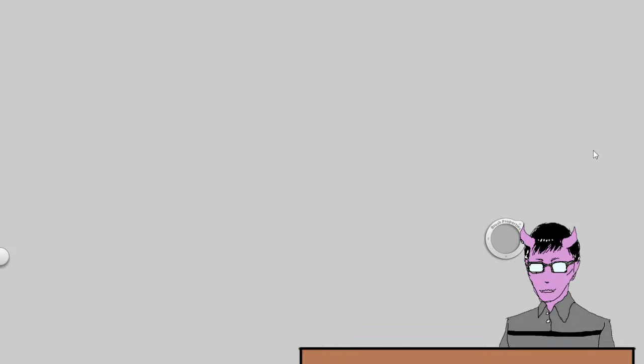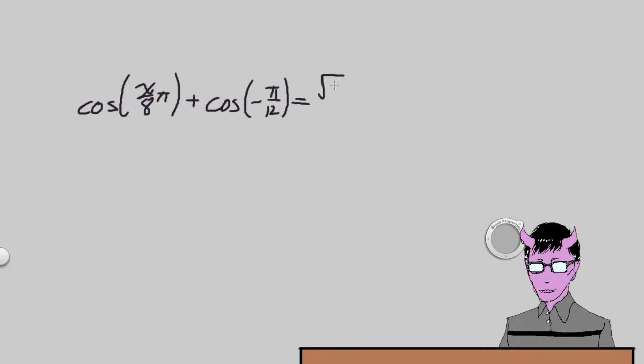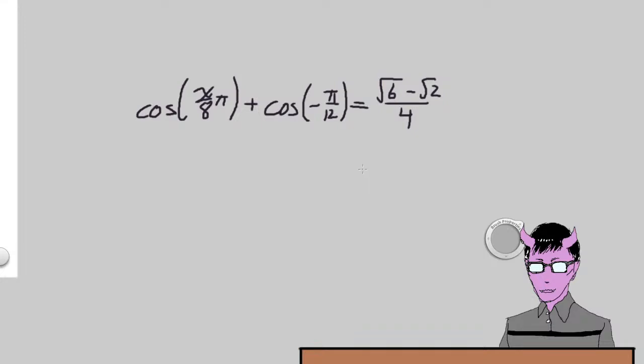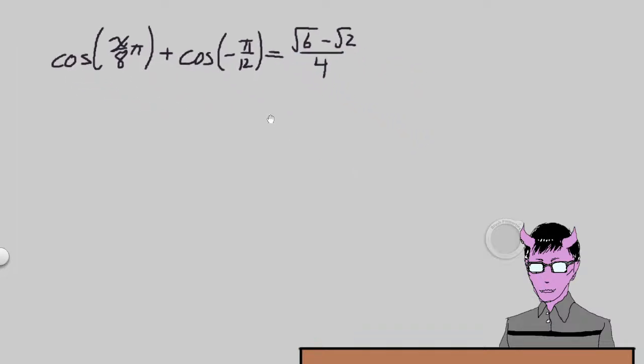What do we have? We've got a cosine of x pi over 8, and then this is plus. That should tell us what direction this is going. And then cosine of negative pi over 12. That is equal to (square root of 6 minus root 2) over 4. Let me make sure everything's copied correctly so I don't goof up. Yeah, okay, it looks correct.